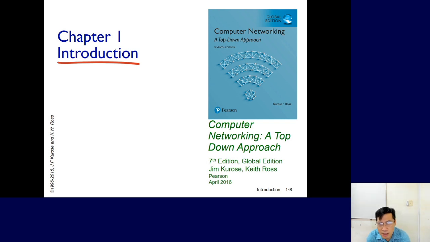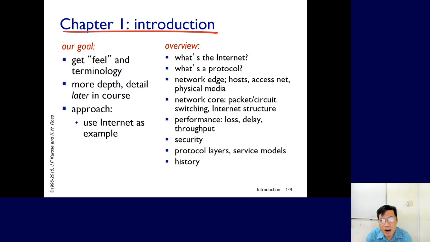So let's move on to chapter 1. I will introduce you to the computer network and the internet in this chapter. Firstly, we will have an overview of what the internet is, what a protocol is, and by studying the network architecture, we separate the network edge, including hosts, access networks, and some types of physical media.